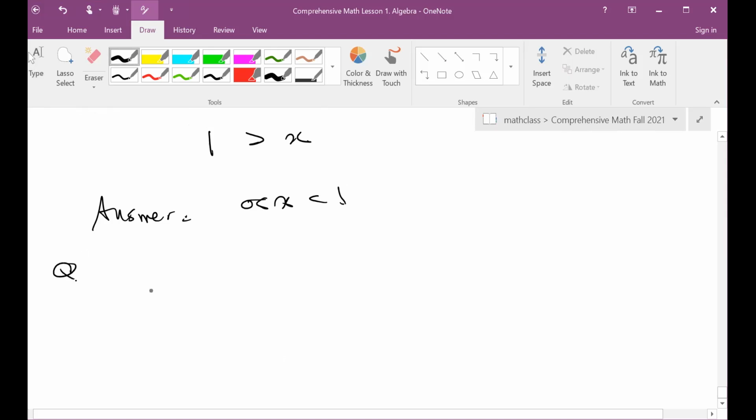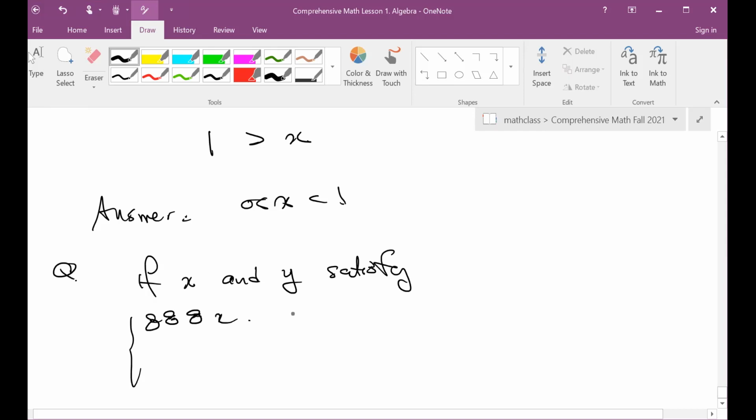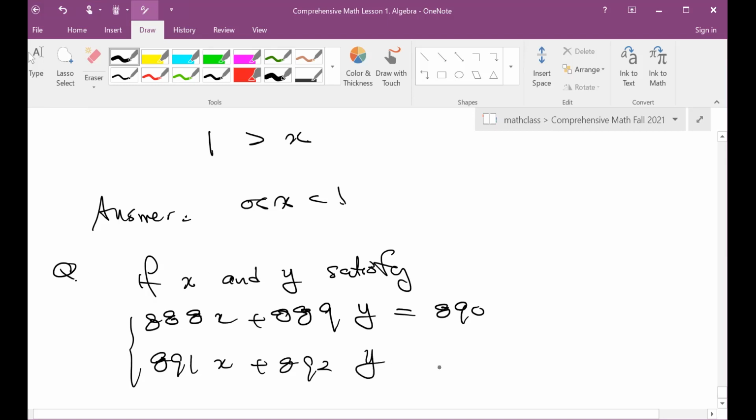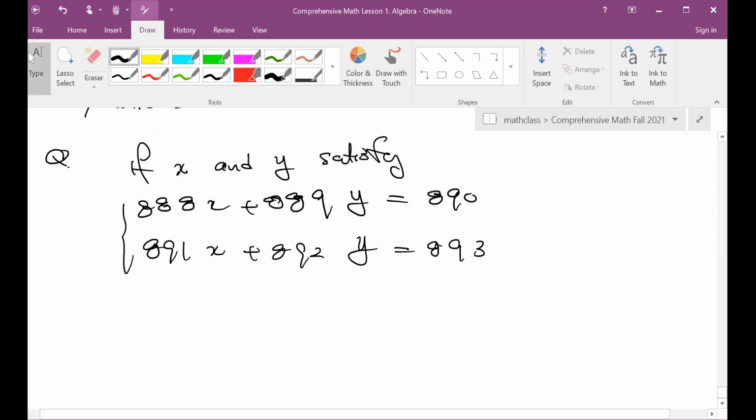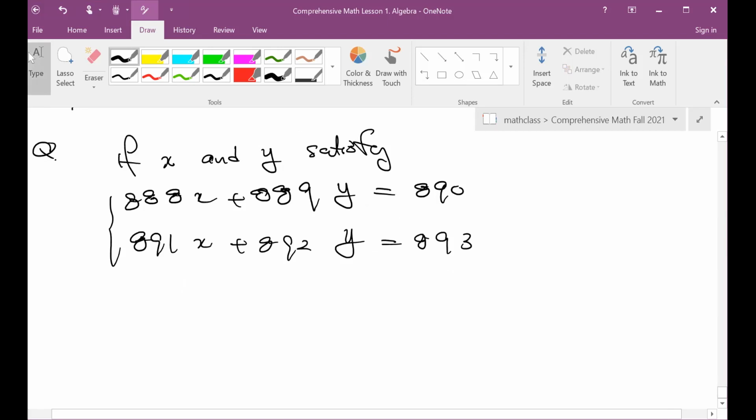All right, so let's see. Here's another problem. If x and y satisfy the following equations, 888x plus 889y equals 890, and 891x plus 892y equals 893, then find x and y. Okay, can anyone have answers now, quickly? I'll give you 1 minute to think about it, okay?